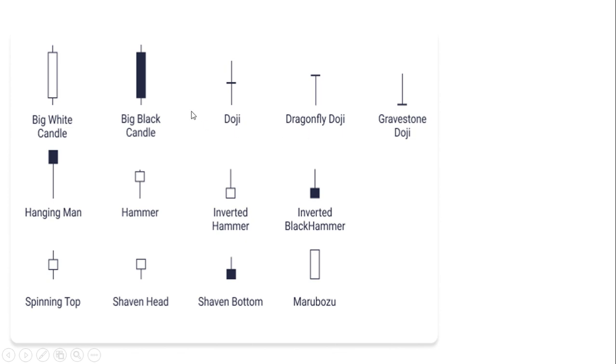So as you can see at this point, this is a doji candle, while this is a dragonfly candle. Please, I want to explain something as well when it comes to candlesticks.